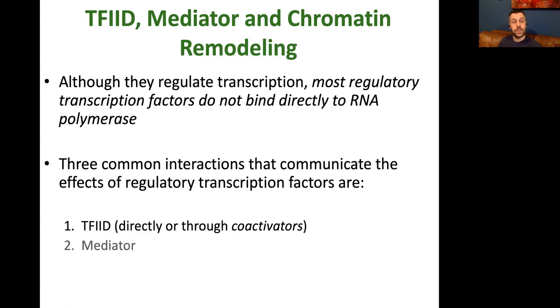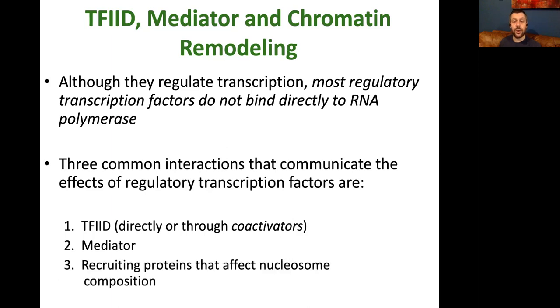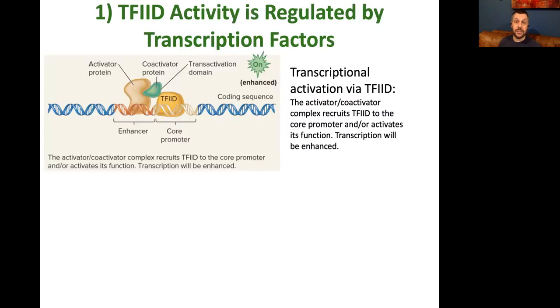The first two are through general transcription factors that are always there to help genes be transcribed. Transcription factor 2D is a very famous complex of proteins, as is the mediator complex. And we're going to talk about how transcription factors work through those guys to begin with. And then after we've talked about transcription factors a little bit more, we'll talk about nucleosome composition and chromatin remodeling. But we'll deal with the first two first. So the first two are relatively simple.